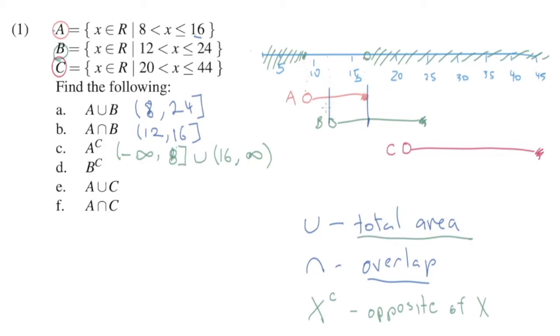Okay, let's do the same process with B. So the complement of B, again, it goes all the way up to the left boundary of B, which is 12, including 12, because 12 is not included in B. And then it starts back up again after B is finished. So B finishes at 24. So it starts there, not including 24, because 24 is included in B, and then goes all the way like that. So again, we're starting at negative infinity.